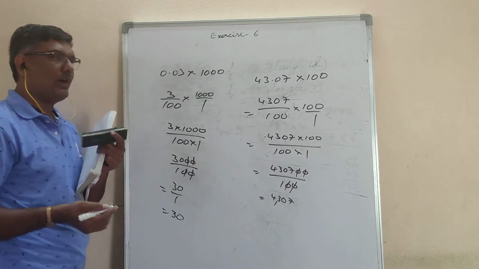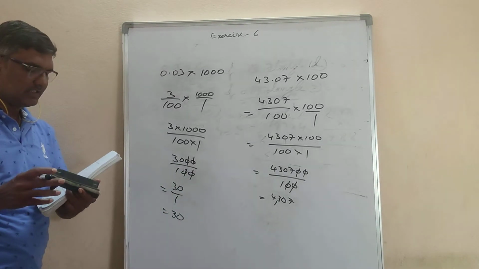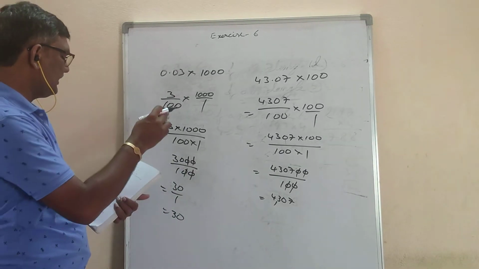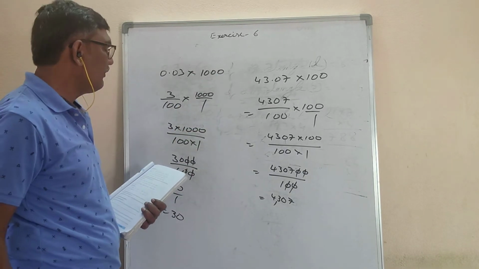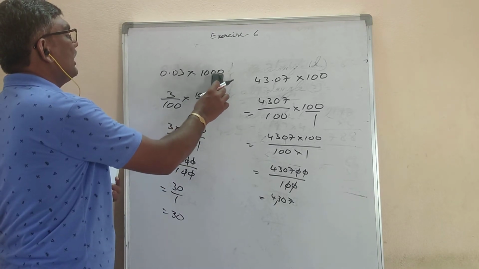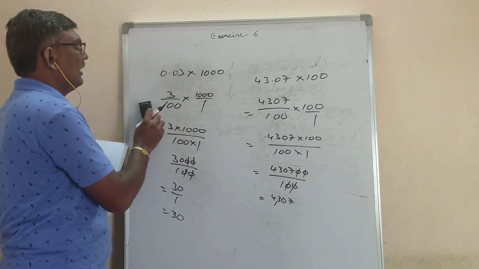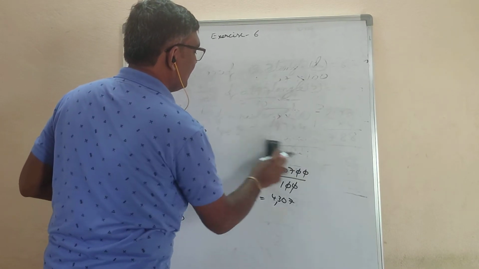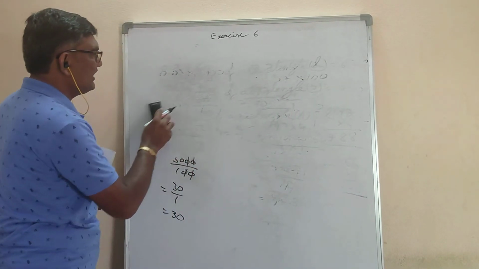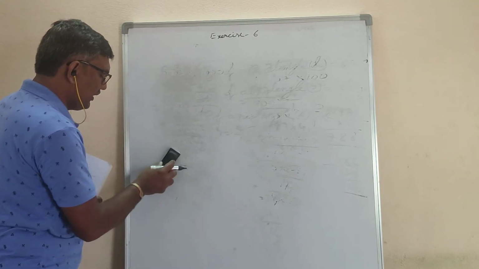In the denominator, if you have 1, there is no value. It is the same as it is. So like this, we can multiply any decimal number with multiples of 10. Multiplying a decimal number with multiples of 10 is a very easy problem. You can practice it. By practicing, you will get all these problems.